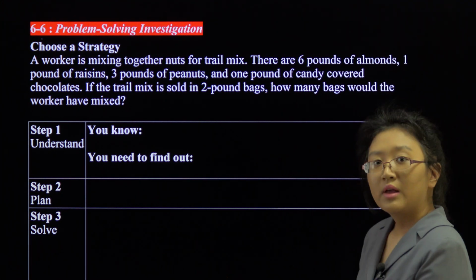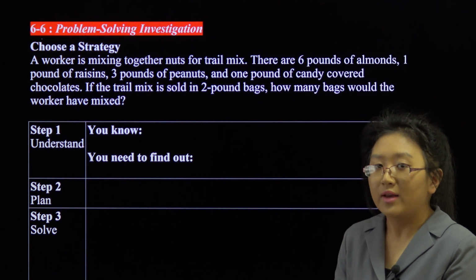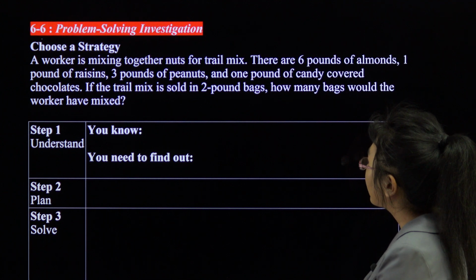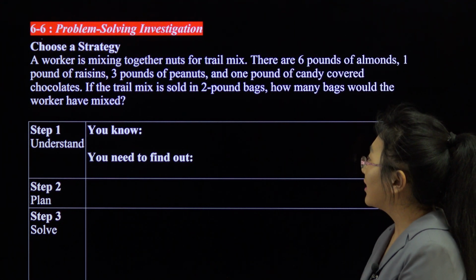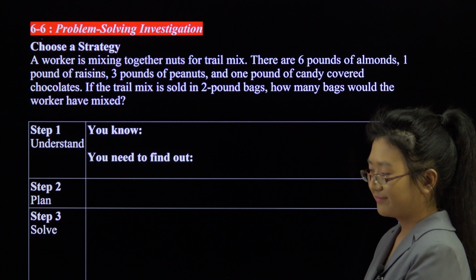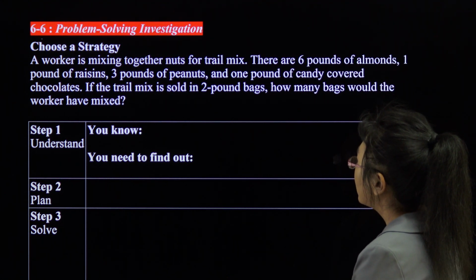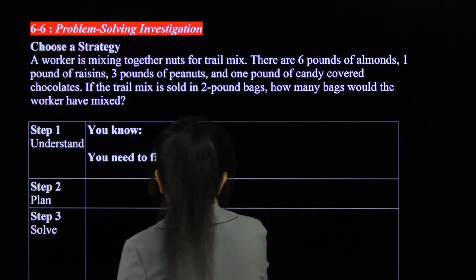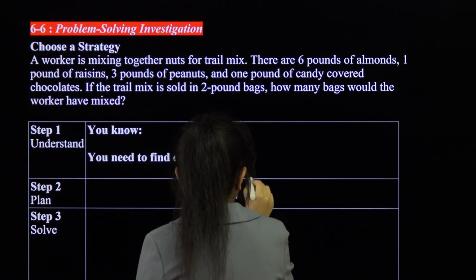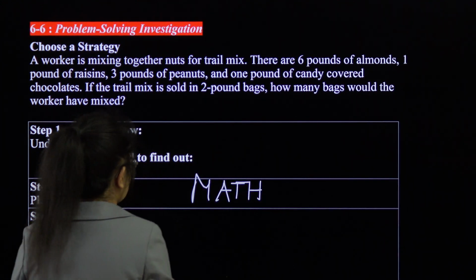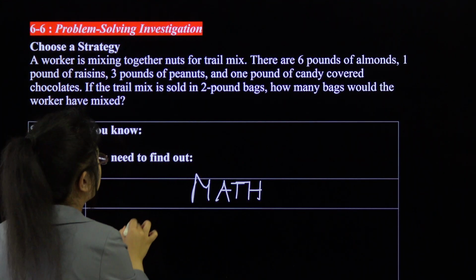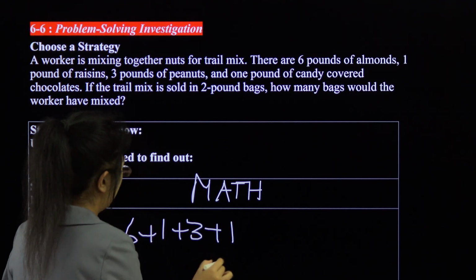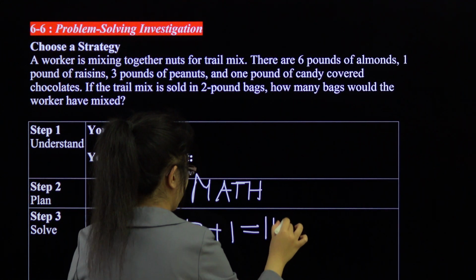So we know the weight of each ingredient that is mixed into the trail mix. And we know that the trail mix is divided in 2-pound bags. What do we need to find out? How many bags there are. What is our plan? I personally, math. So first, we found out the total weight. That's 6 plus 1 plus 3 plus 1, which is 11 pounds.